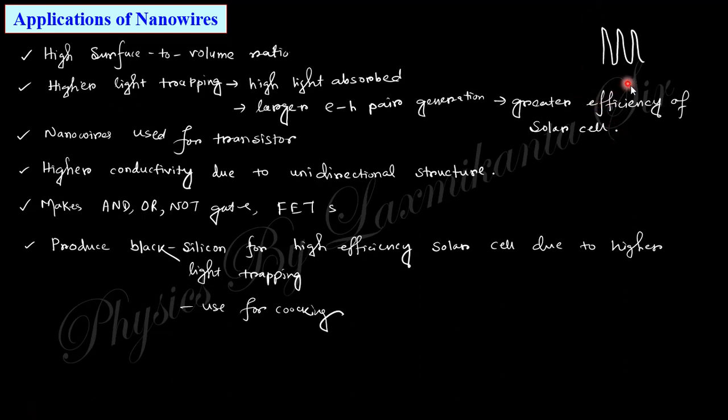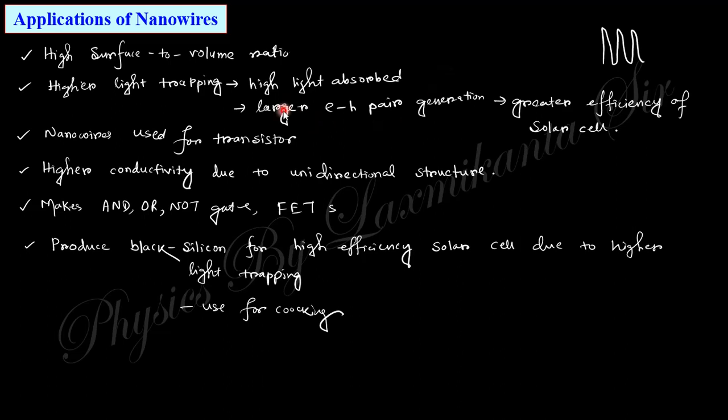Nanowire, you can see the nanowire is like that. Its surface to volume ratio is very high, which helps the absorption of a huge amount of light and produces electron-hole pairs, which enhance the efficiency of the solar cell. So silicon nanowire is widely used in solar cells, and this solar cell is also known as black silicon because it absorbs all kinds of light like a black body. That's why it's called black silicon.